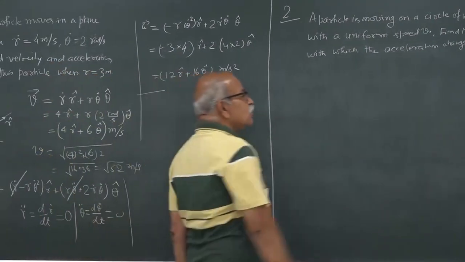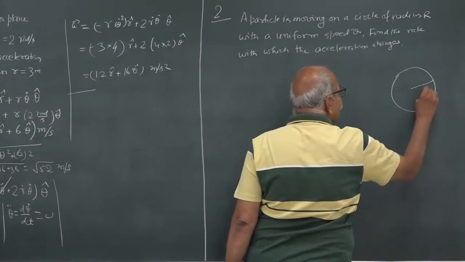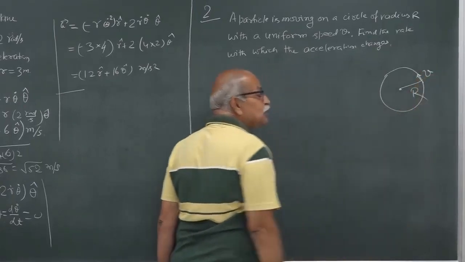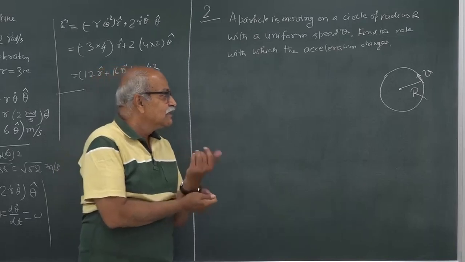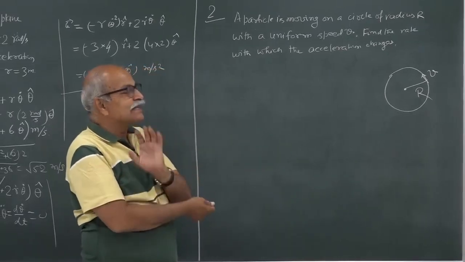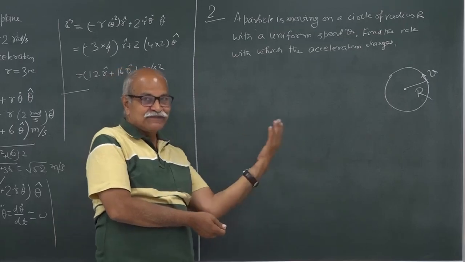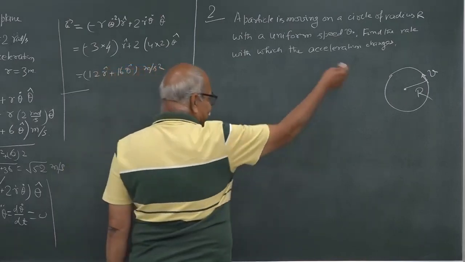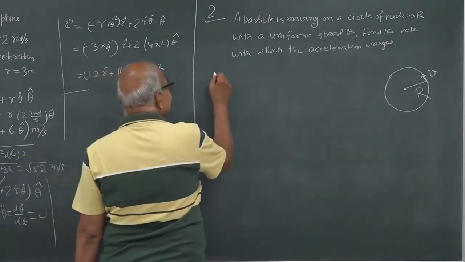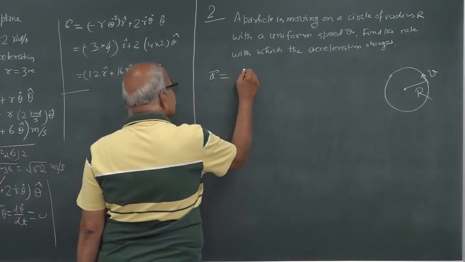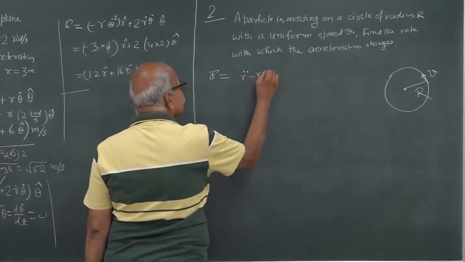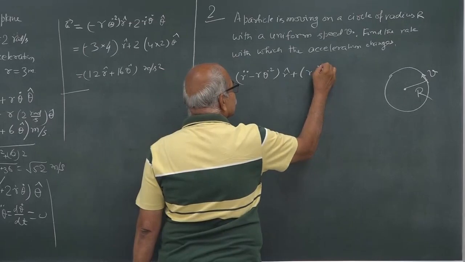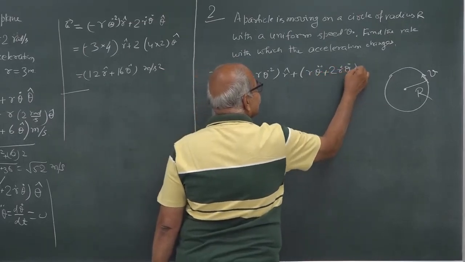So, a particle moves on a circle of radius capital R and with a constant speed v, uniform circular motion. You have done it in standard 11, and you know what the acceleration is. The acceleration is towards the center and is minus v square by r. You can also write from here, the acceleration is (r double dot minus r theta dot square) in r cap direction, and (r theta double dot plus 2 times r dot theta dot) in theta cap direction.